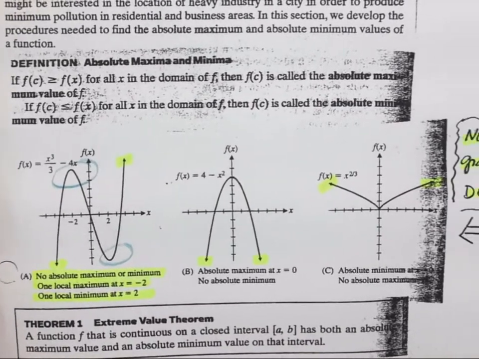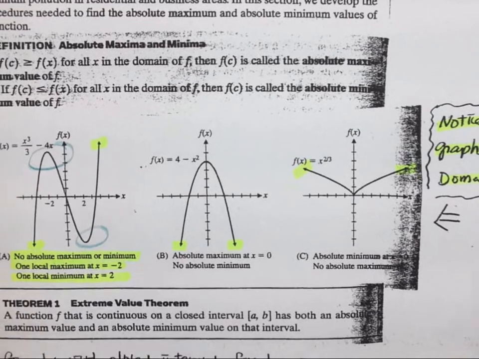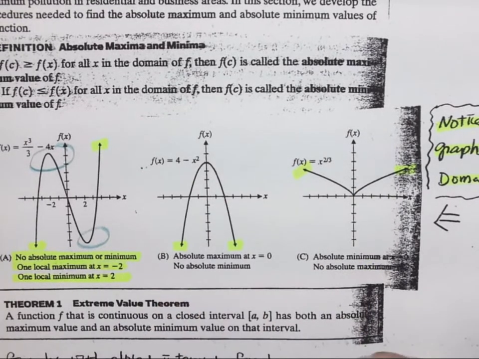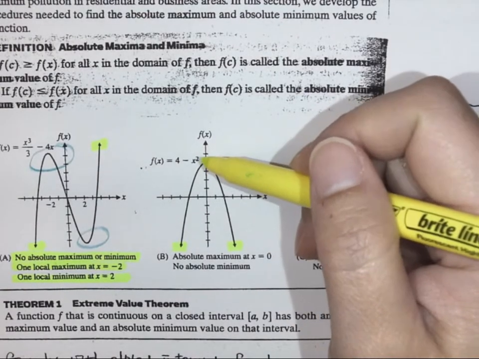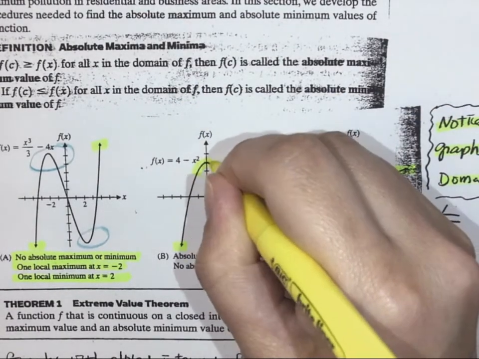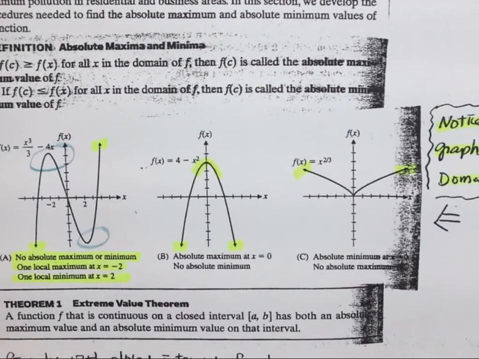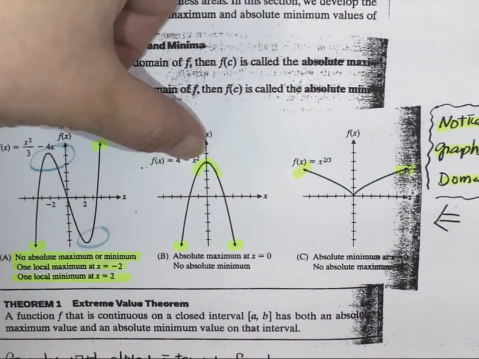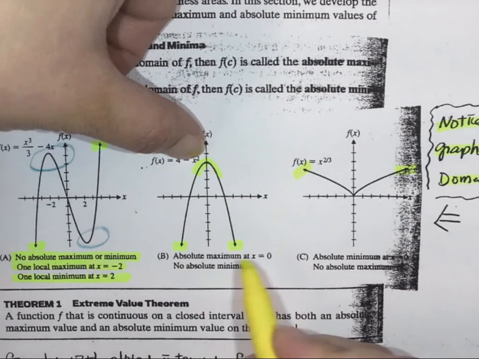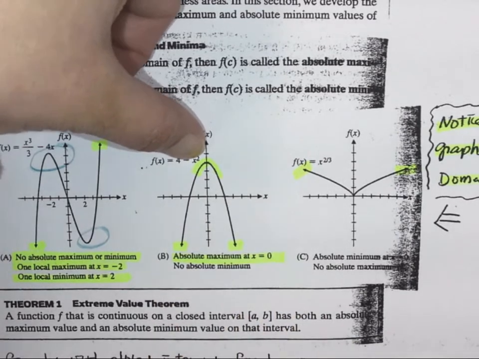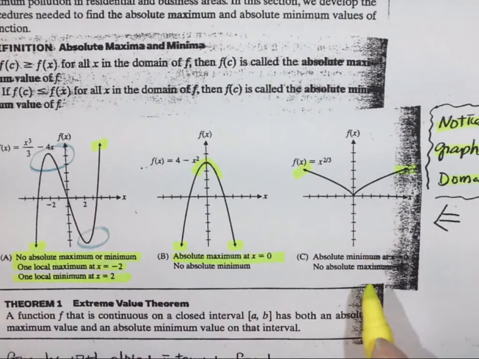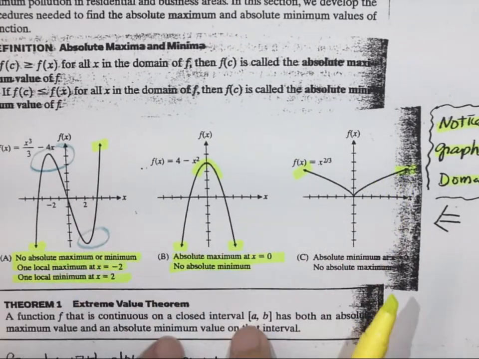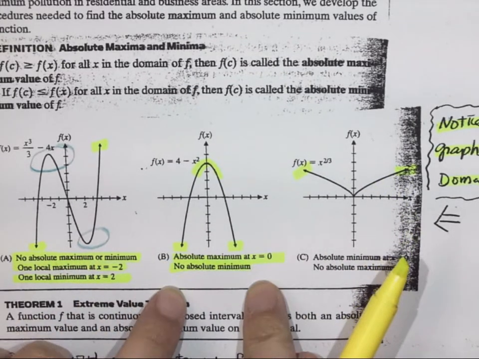Okay, for the second picture, it's going down forever for the y value, but I do have a local maximum here, which is also considered the absolute maximum because this is the highest point of the graph. So the absolute maximum is at x equal to 0. We don't have an absolute minimum because it's going down forever here, so I don't have the lowest point of the graph.